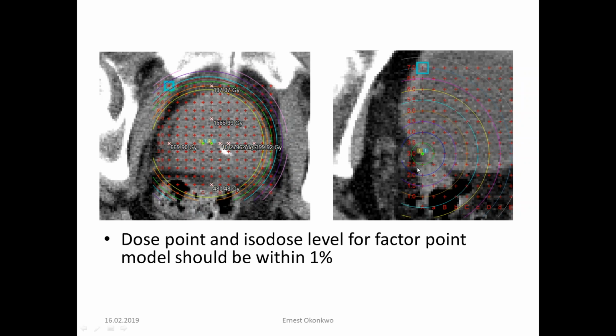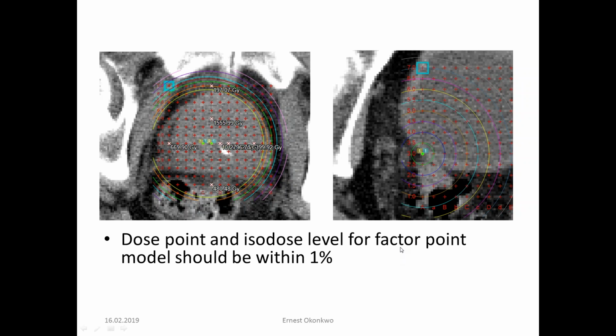Likewise, with the isodose level, you place one source and you look at the isodose level. The isodose levels are supposed to be where they are, with the increment in distance. And this should be within 1%.